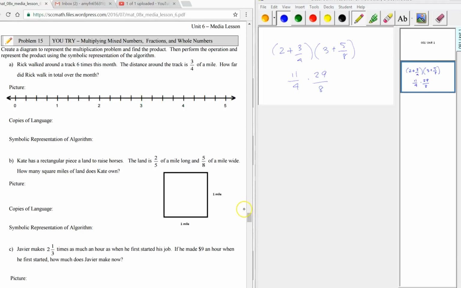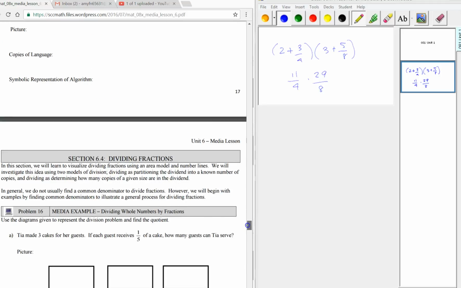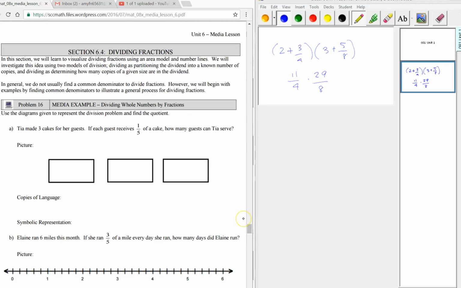Okay. And here are some more practice problems, and in the next video we'll look at dividing fractions.